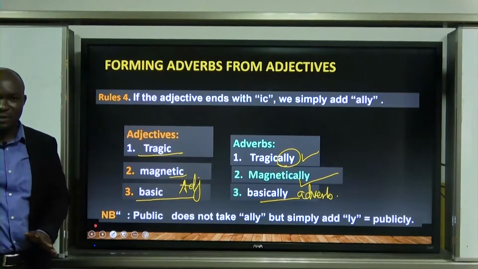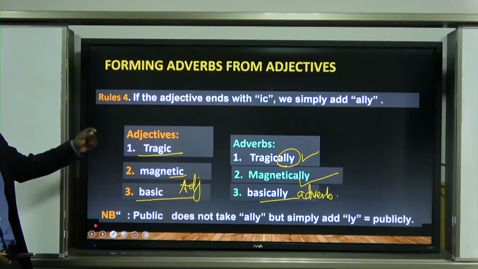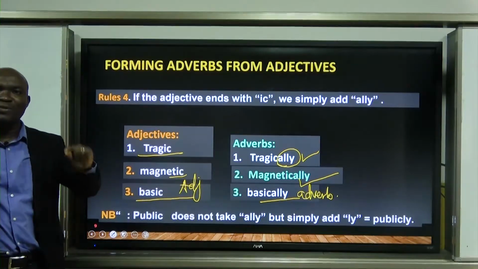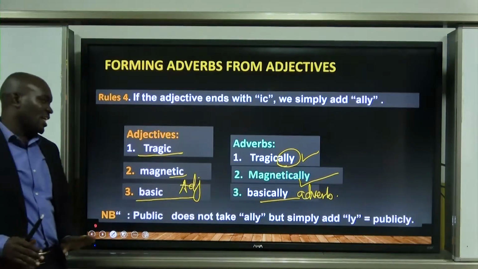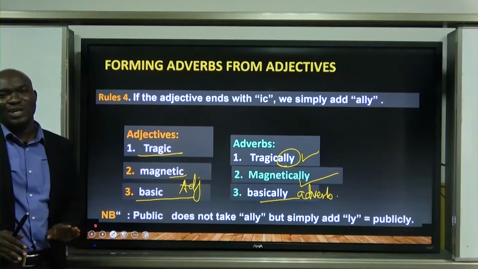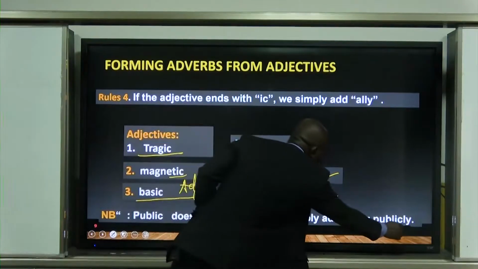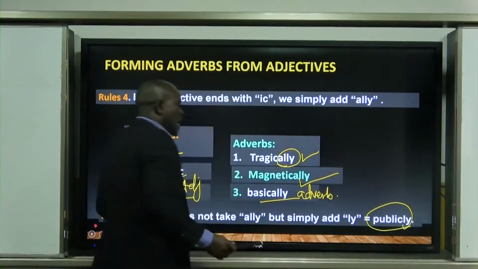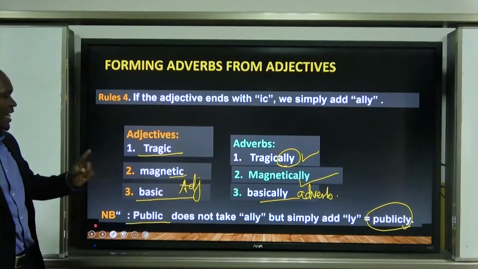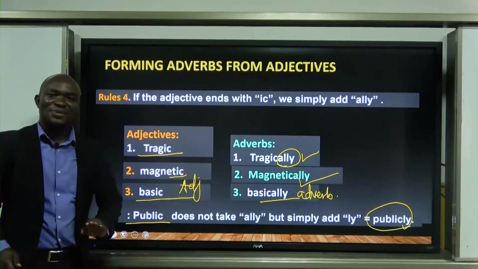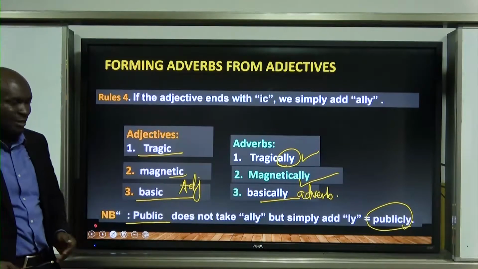He's a public figure. Public figure, correct. But you can't take the rule to add ALLY to public. It's an exception to this rule. So, public does not take ALLY. You simply add what? Your LY. So, it becomes what? Publicly. From public, even though it has I and C at the end, you don't add ALLY. You simply add your word, LY. So he speaks publicly a lot.